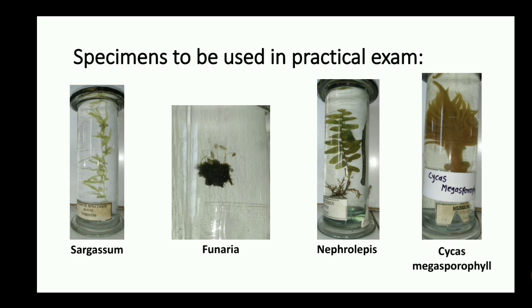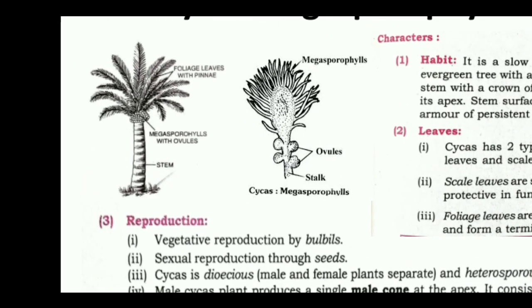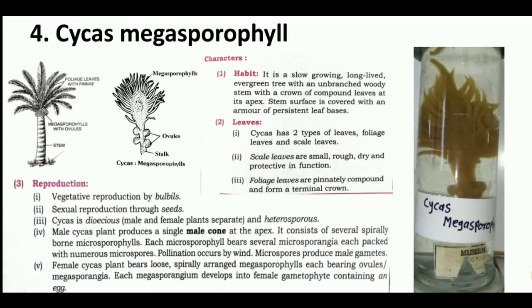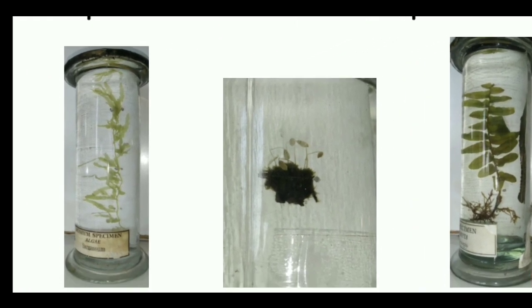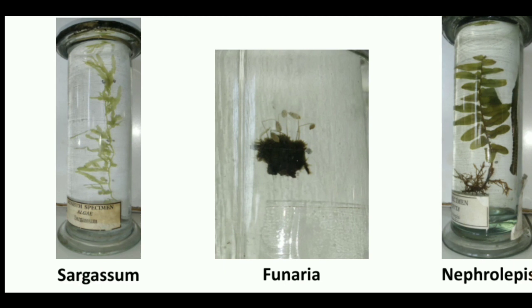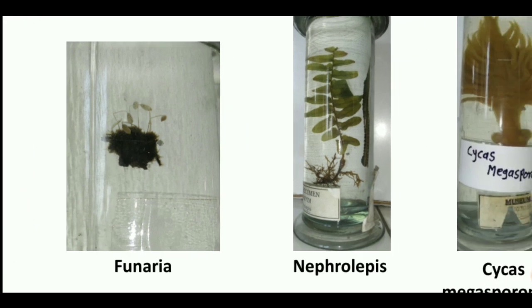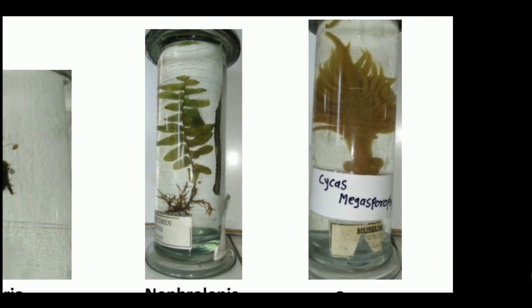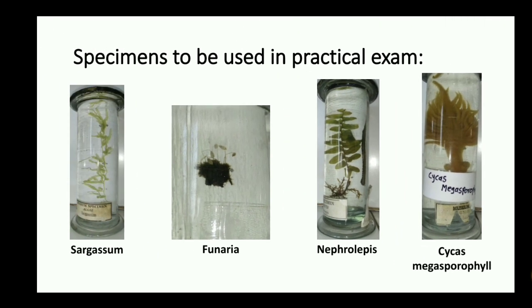Now in the actual exam you won't find all these pictures that I have put inside the slide. You will only see these images, okay. So for Sargassum you will see this particular photo without the name, of course. For Funaria, again this specimen. For Nephrolepis, this specimen, and Cycas megasporophyll. So here, please follow these images and answer the questions accordingly.